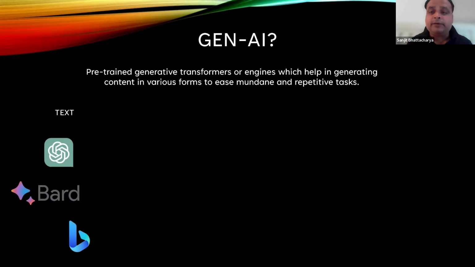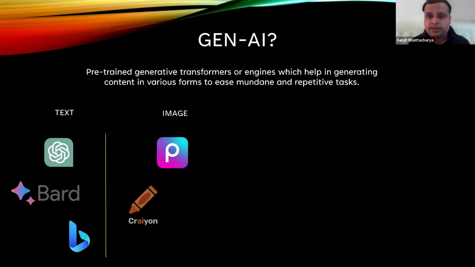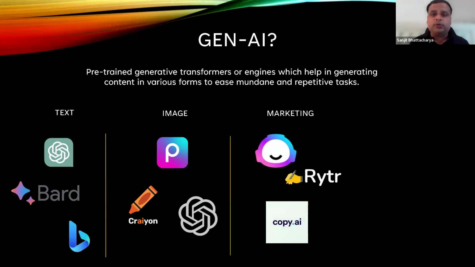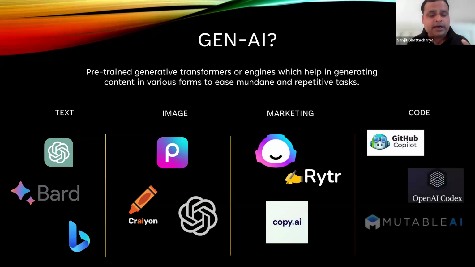We can use it in the form of text. As I said, generative AI and prompt, as we know it, is not only text that we type. It could be images. It could be stuff related to marketing. So these are tools that are used for marketing or copywriting. And these are, of course, something which our developer friends use as a part of generative AI-based coding.